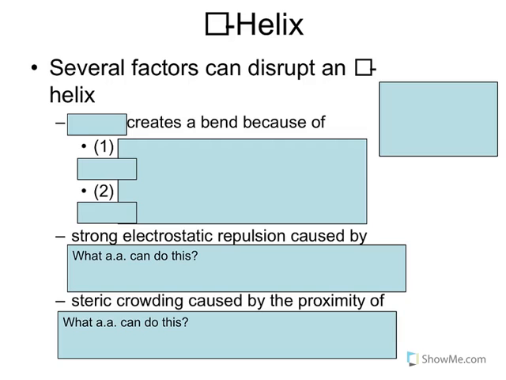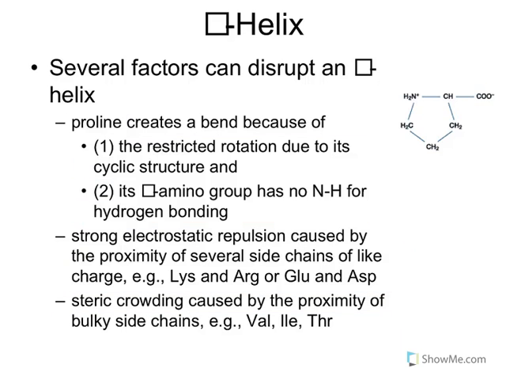And then finally, we can have steric crowding. Steric crowding means they're big and bulky. They take up a lot of space. Things that can take up a lot of space are things like valine and threonine. Those are the branched ones. Isoleucine, the big branched one. Phenylalanine, tyrosine, anything like that. Those are big and bulky.